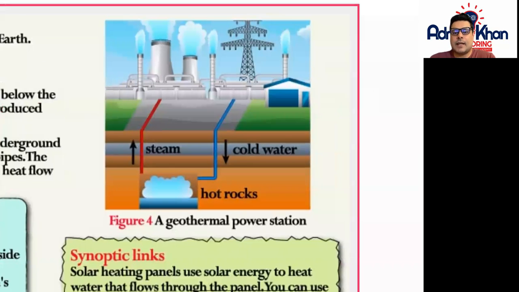So you can see the actual steam, and the cold water is being pumped down. So cold water goes all the way down here into the hot rocks. That then produces all this steam, and the steam then comes up and produces energy for the turbines to move. That in essence then produces electricity for us.